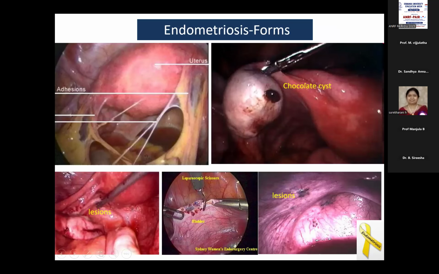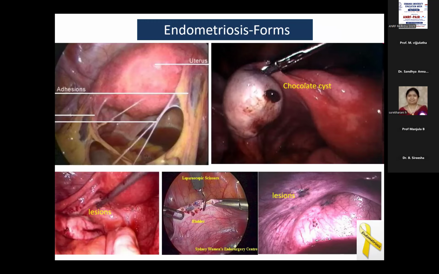It can manifest as adhesions, where two organs may be involved and adhesion will be there between two organs. It can be a chocolate cyst on the ovary, or it can be a lesion. The most probable places of manifestation of the disease are the pelvic region, and even the bowel, bladder, and others can also be involved. And rare cases will be there in other regions of the body.